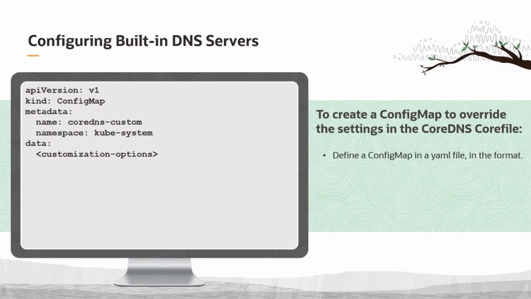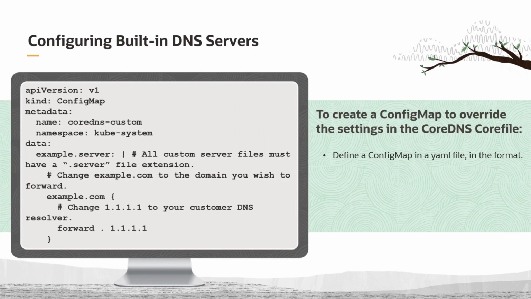To begin, create a config map in a YAML file and specify the necessary customization options within the file. Here's an example structure where you define the config map. You provide the metadata information like the name for your config map, which is coredns-custom. Namespace is kube-system. And under the data field, you define all your customization options. Let's look at an example. The YAML code on the screen is a Kubernetes config map definition used to customize CoreDNS behavior in a Kubernetes cluster. Let's break down the key components.